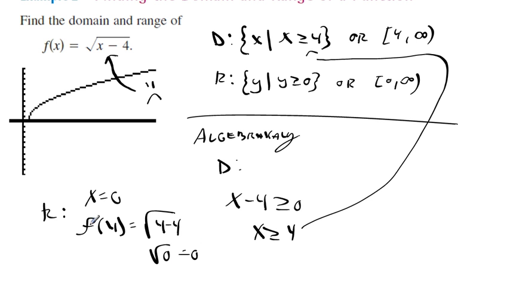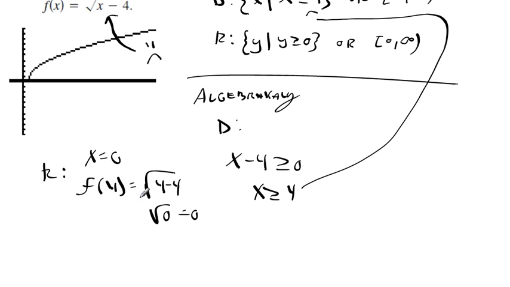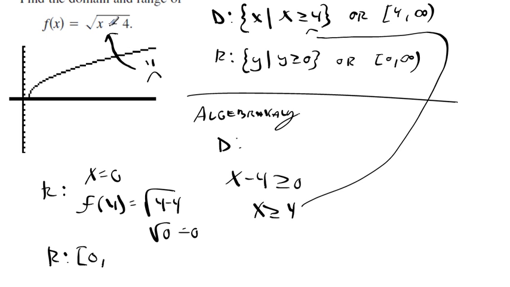So, okay, since the smallest x value was 4 and the output was 0, I know that the smallest value of my range is going to be 0. And then if you want to find out the upper end, let's think about this. Are there any restrictions to the maximum value that we can plug in for x here? Well, no, right? You can plug in 10, 20, 30, 100, a billion, a zillion. Since there are no restrictions, we know we're going to go to infinity.